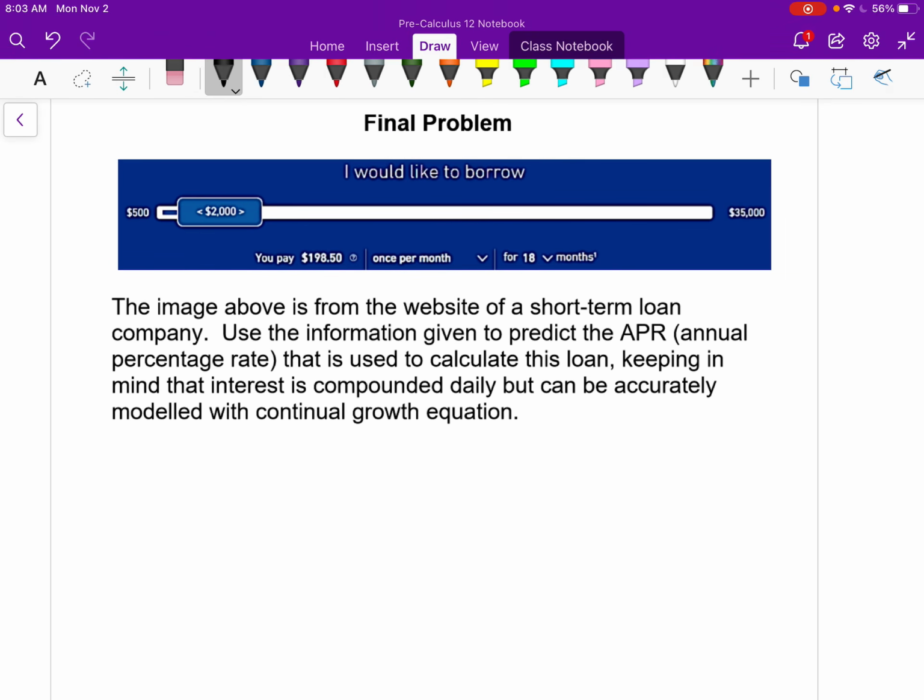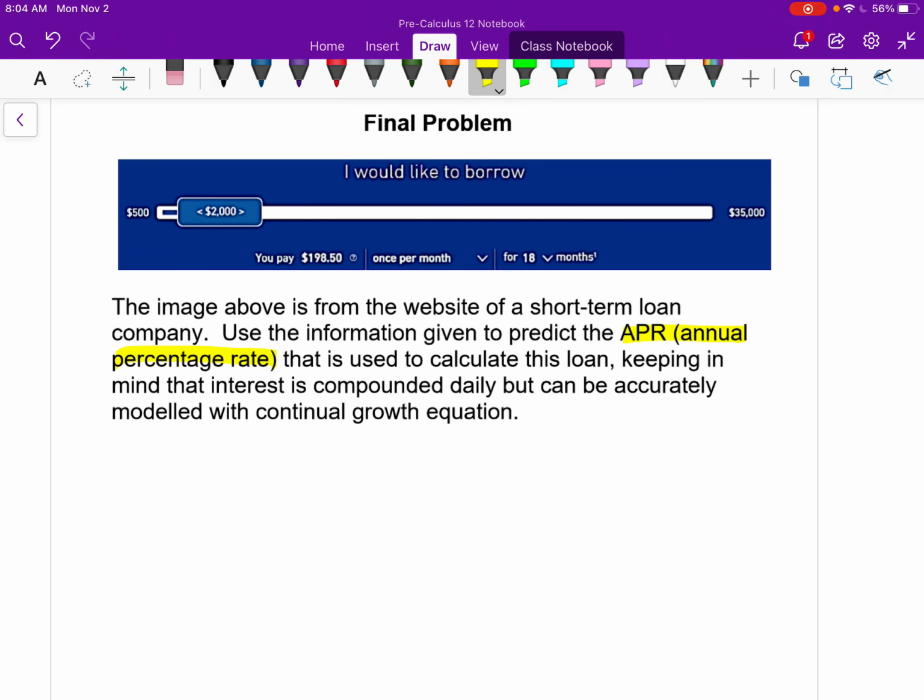Final problem. The image above is from a website of a short-term loan company, one I found in Canada. Use the information given to predict the annual percentage rate that is used to calculate this loan. Keeping in mind the interest is compounding daily, but for ease and practice, let's imagine it being compounded continuously. It'll make our calculations much simpler, and it'll be almost an identical answer. I'm not saying the work is simpler, but the calculations will be simpler.